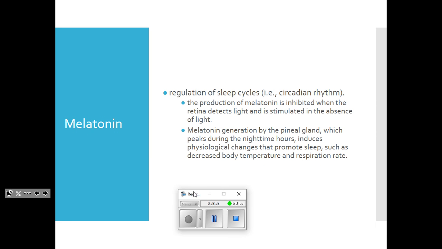Sorry, I should pause there. Anyone want to ask questions about melatonin? Okay. So melatonin has to do with sleeping, comes from the pineal gland.